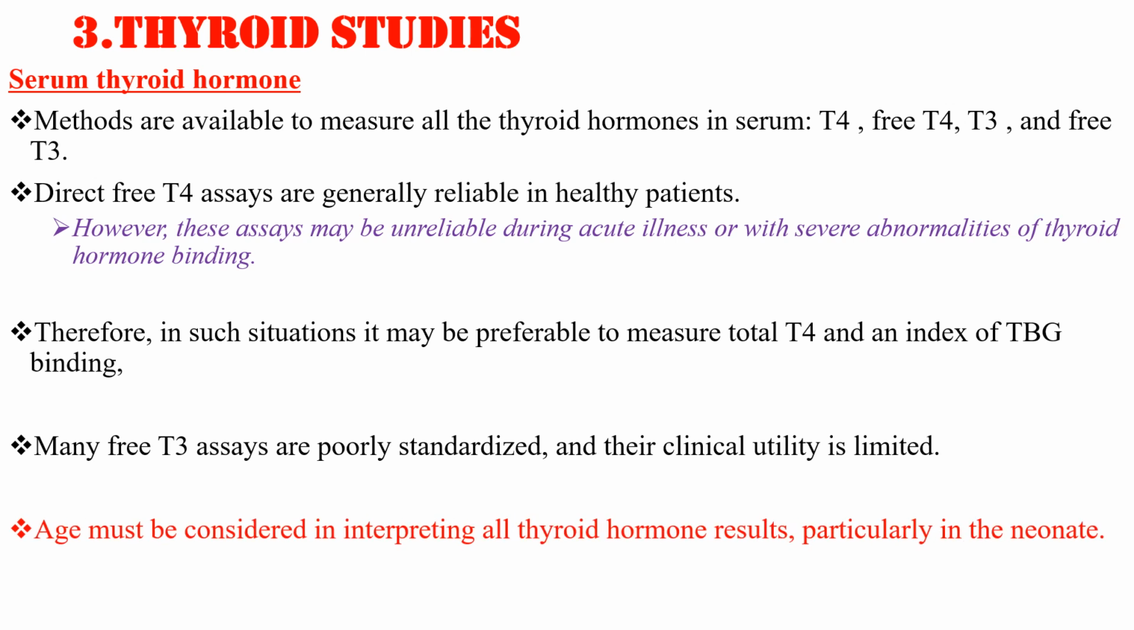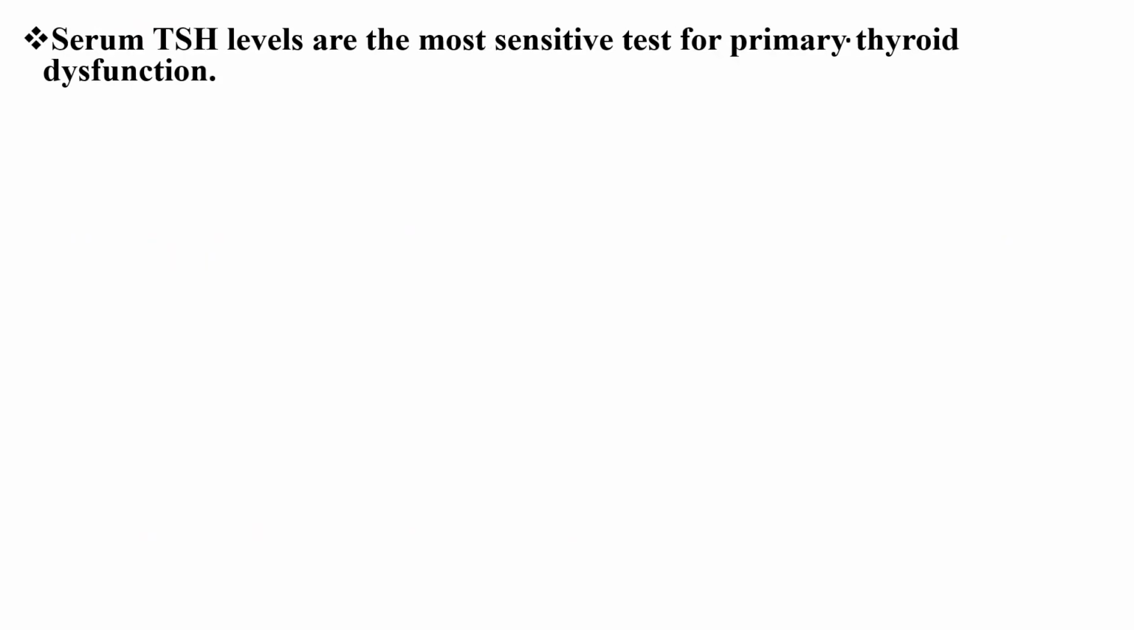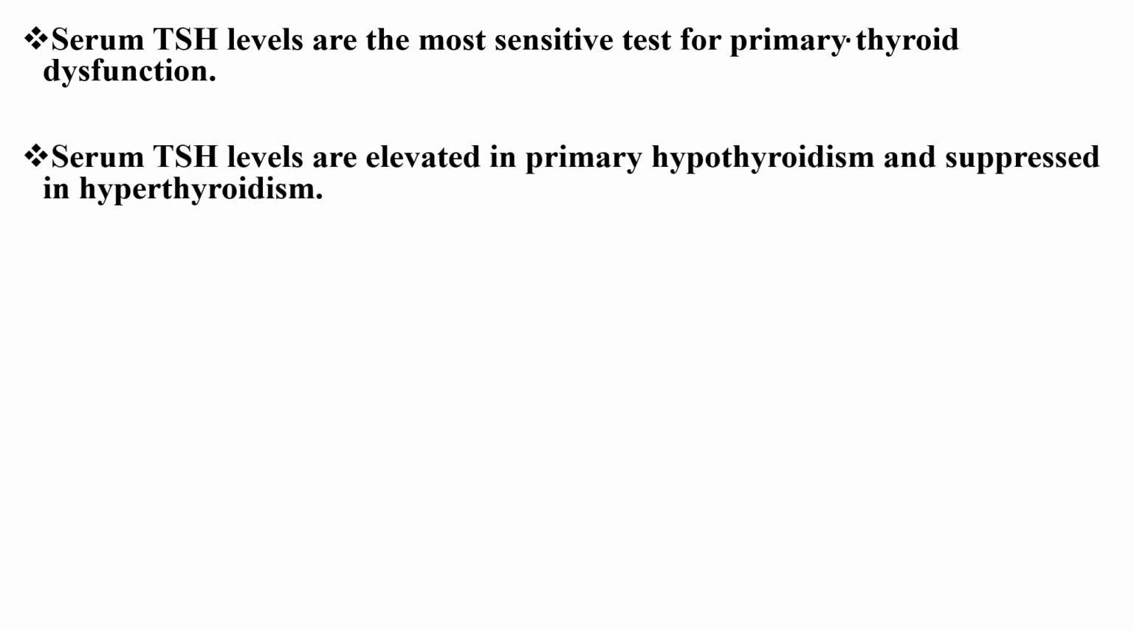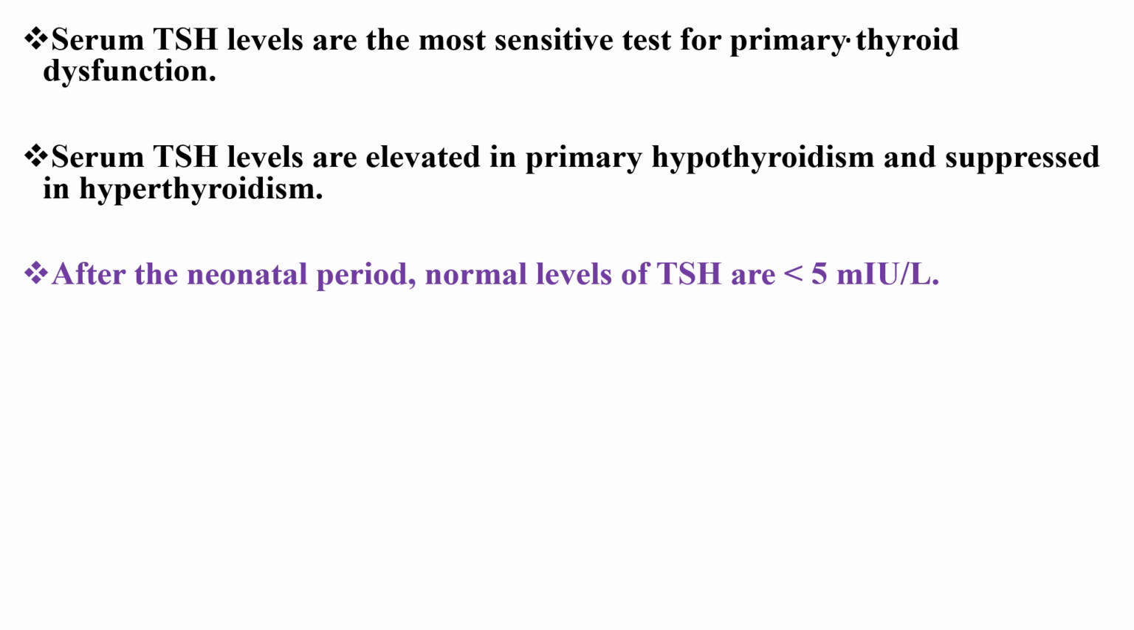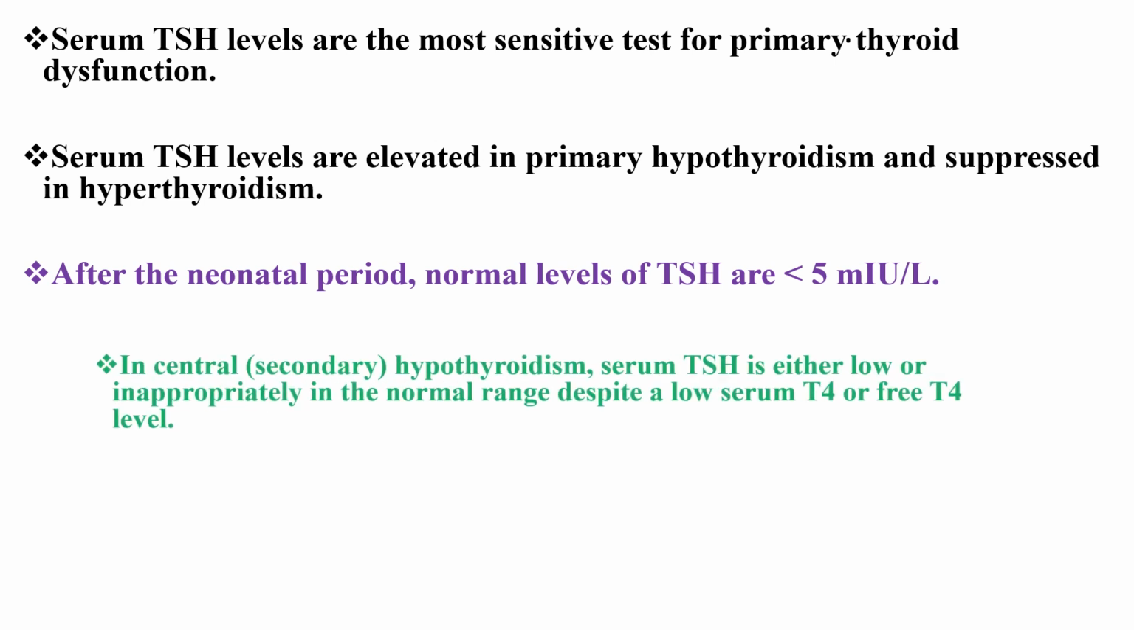Age must be considered in interpreting all thyroid hormone results, particularly in the neonate. Serum thyroid stimulating hormone level is the most sensitive test for primary thyroid dysfunction. Serum TSH levels are elevated in primary hypothyroidism and suppressed in primary hyperthyroidism. After the neonatal period, normal levels of TSH are less than 5 international units per liter.